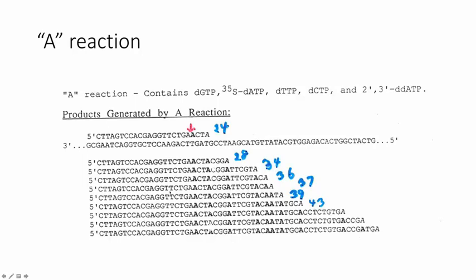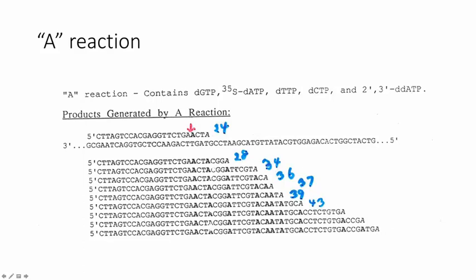Then, in your A reaction, you're going to have not only your S35 dATP, but your dideoxy ATP. Remember, the very first A, you have to have an S35 dATP to be able to see that strand at all. But after that first S35 dATP is incorporated, at every single A after that, you're going to have a certain possibility of adding a dideoxy ATP. 1% of the time, a dideoxy ATP adds. 99% of the time, it continues.